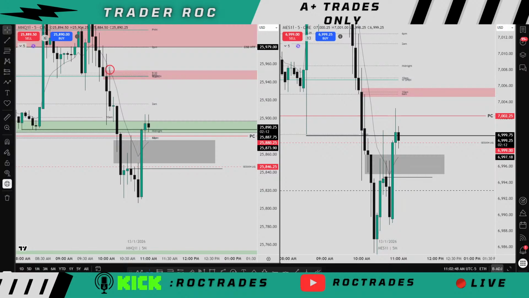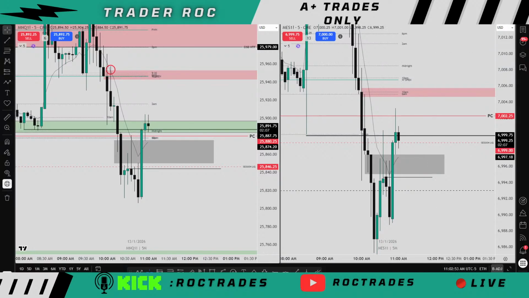Hmm. What about the 1 minute here? Let's see. I'm wondering what structures are being presented on the lower time frame. So let me check this out. One second. Just give us one manipulated drive lower. That would be phenomenal.